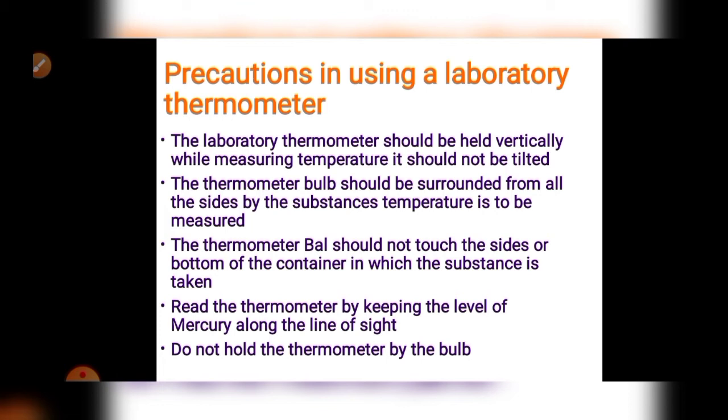Read the thermometer while its bulb is still in touch with the substance whose temperature is being measured. Read the thermometer by keeping the level of mercury along the line of sight. Next, do not hold the thermometer by the bulb. This is very important. Children, please do not hold the thermometer by the bulb. Now, handle the thermometer with care. It can break if it hits against any hard object.